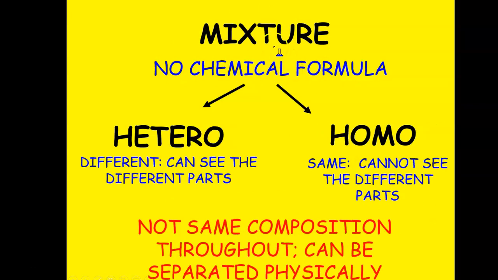For a mixture, it will not have a chemical formula, but again, for the exception, if it does, there's going to be the word and in between them, or a comma, or a plus sign showing that the formula is not all put together, meaning that those atoms are not together. So therefore, if it has no chemical formula, or the chemical formulas are in that way, it will either be hetero or homogeneous. If it's hetero, that means you can see the different parts. If it's homogeneous, you cannot see the different parts. Again, a mixture is not the same composition throughout and can be physically separated.